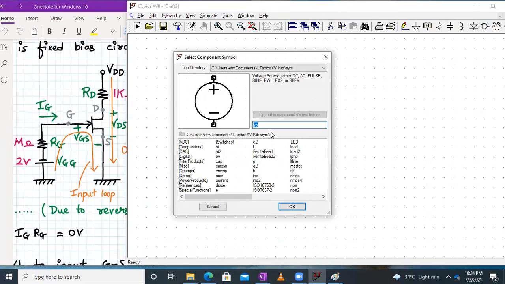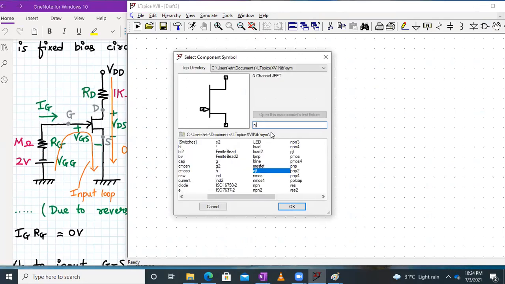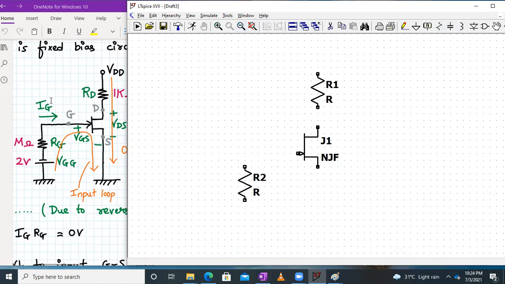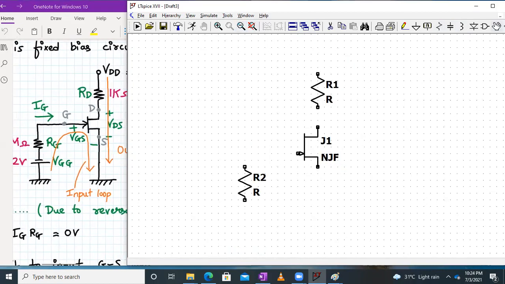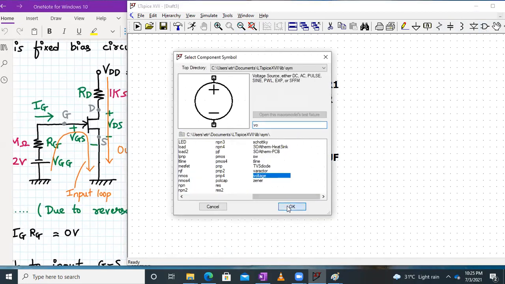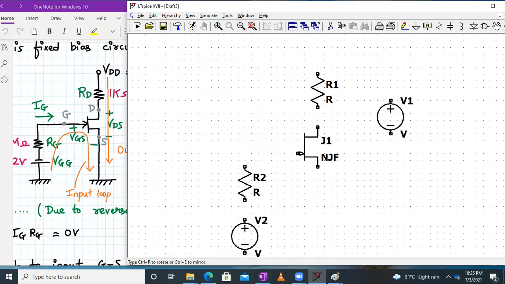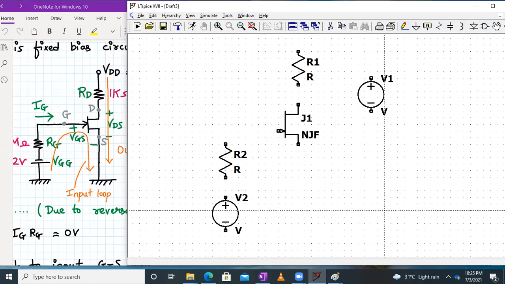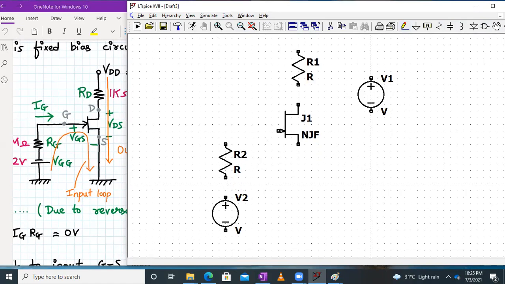So go to the library, click on NJF, that is here N-channel JFET, and place it onto the schematic. Now we have to select a resistor. So we have selected one resistor, and here another resistor will come out. And then we require two power supplies, one for VDD and one for VGG. So again, we'll go over here. We'll type voltage. So two supplies have appeared. One will be going here and the other will be going here. And now we have to join them with the wire. Okay. So we'll connect them quickly.